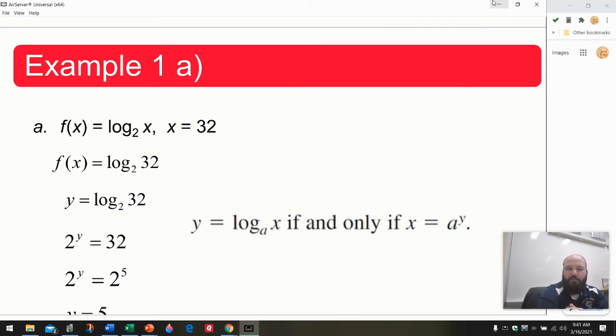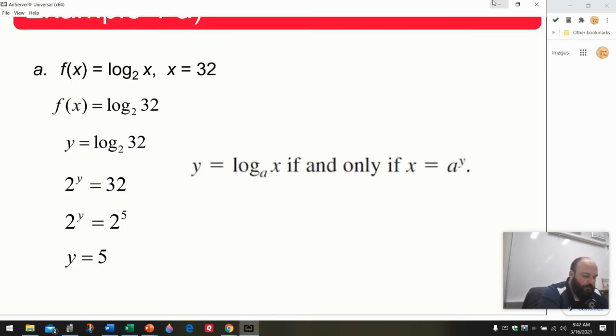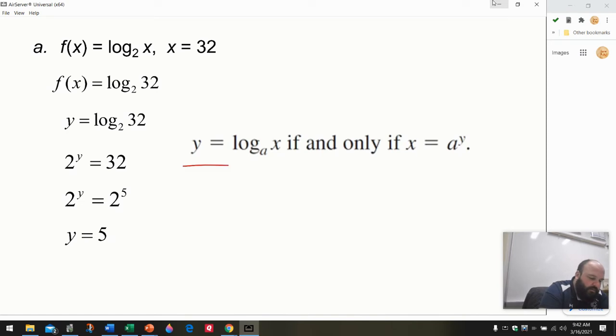Now, the way we can solve this is we can take this from logarithmic form and put it into exponential form. The first thing we're going to do is replace f of x with a y variable. Very simple. Then we take it from logarithmic form right here and put it into exponential form. It's pretty easy when you catch on to this. Here's logarithmic form, here is exponential form. The 2 is the base of the log, it becomes the base of the exponent, and then the 32 and the y switch places.